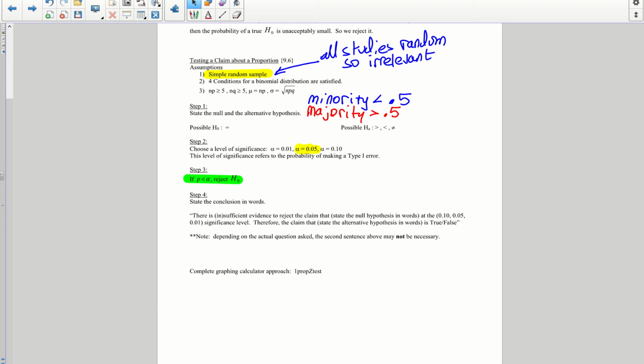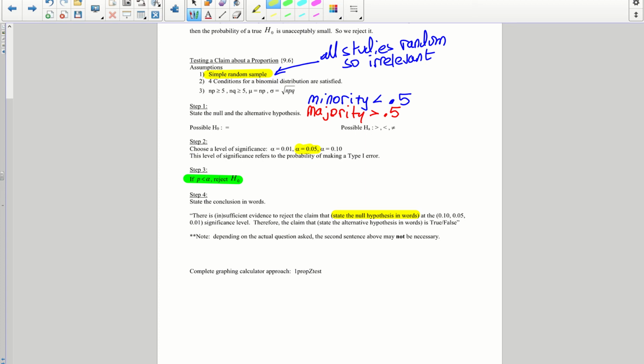All right. So there is either insufficient evidence or sufficient evidence, depending on the outcome of your study, to reject the claim that, and then what we do is we state the null hypothesis in words. All right. That's usually pretty easy, because most of the time the null hypothesis is either flat out given to you, or it's related closely enough to the alternative that you can just adjust the alternative hypothesis that's given to you in the problem, and you'll have the null. All right, so it's very, very easy.